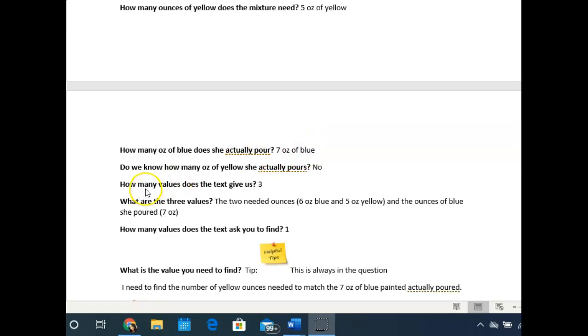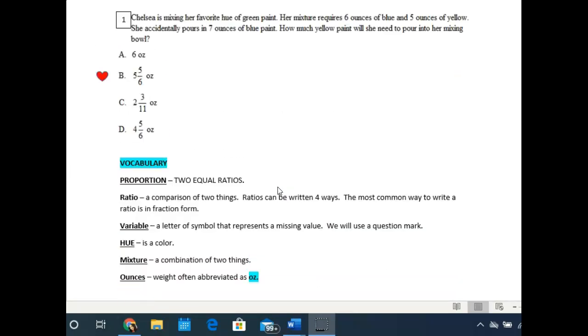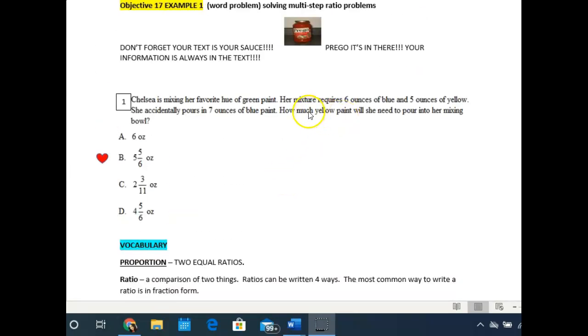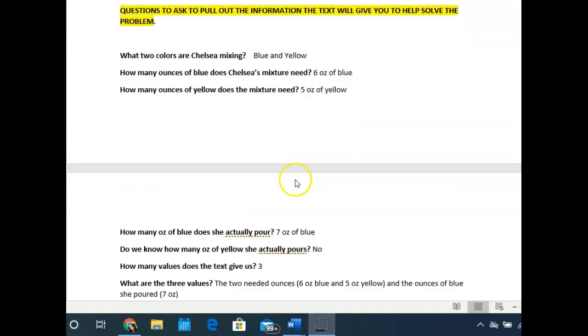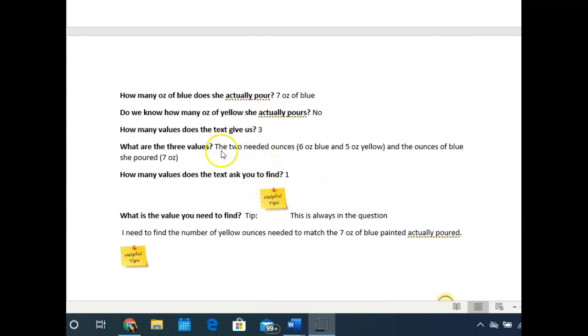Now, since it does not tell us how many ounces of yellow she actually pours, we need to remind ourselves by going back to the text. That's what they want us to find out. So, let me give you a little bit of a tip. How many values does the text give?